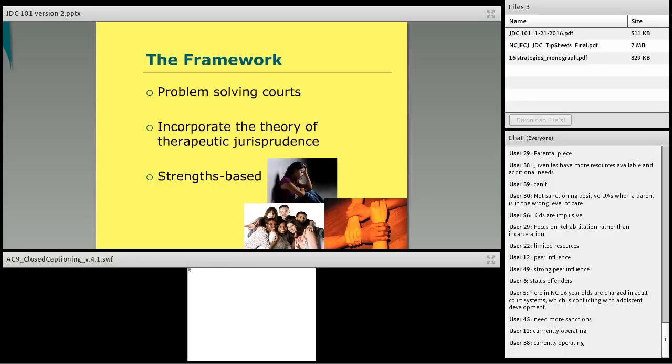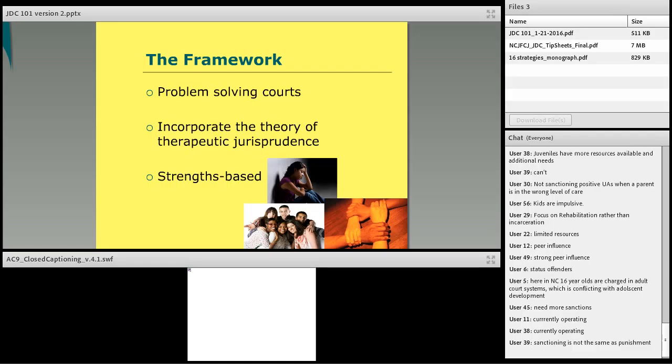And then the other thing that I want you to be thinking about is that the juvenile drug court is built on a foundation in which everyone engages in collaborative problem solving. You're considering the broader issues beyond the offense, and you're making an effort to build on the young person's strengths and abilities.